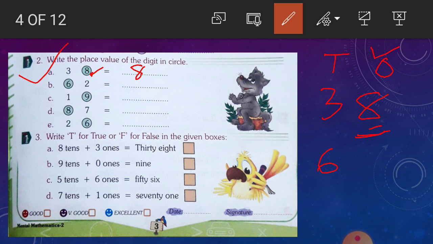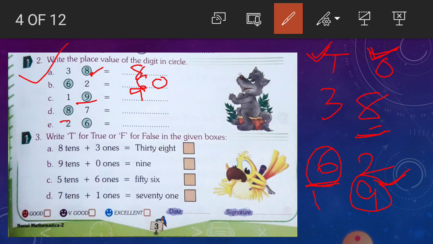Next number is 62. Here you can see 6 is at tens place. So the place value of 6 is 60. 6 tens, 60. Next 19. 9 is circled here and 9 is at ones place. So place value of 9 is 9 ones, that is 9.